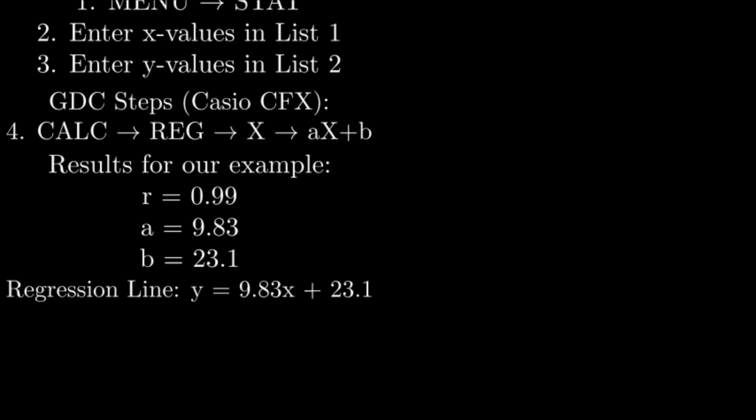We find that A is 9.83 and B is 23.1. So the equation of the regression line that best fits our data is y equals 9.83x plus 23.1. Let's visualize this. We can draw this line on our original scatter plot. As you can see, the line passes through the middle of the points, capturing the overall trend. It's a visual representation of our line of best fit.